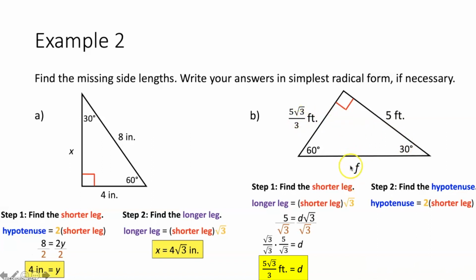So we're going to take the length of the hypotenuse, f, plug that in here, and we're going to take the length of our shorter leg, 5 rad 3 over 3, and plug that in here. Now all we have to do is simplify. What is 2 times 5 rad 3 over 3?